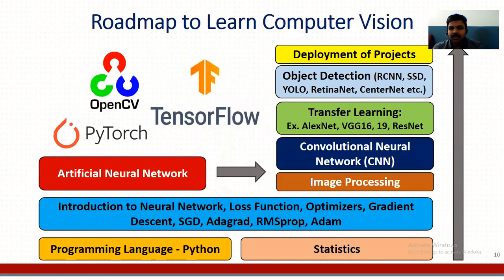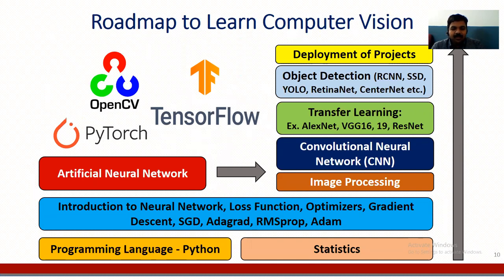So this is the roadmap to learn computer vision. If anybody is interested to learn computer vision, then definitely you should have some basic idea about the Python programming language. Also, you should know some statistics, how to handle the data, because in computer vision, you are going to handle a large amount of data, and this data has to be properly organized, saved, stored properly, and then utilized properly. So it is important to know how to handle the data and how to process the data.